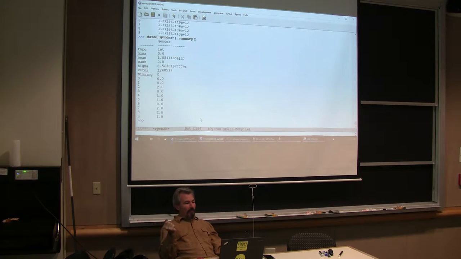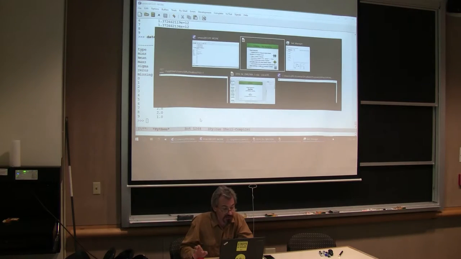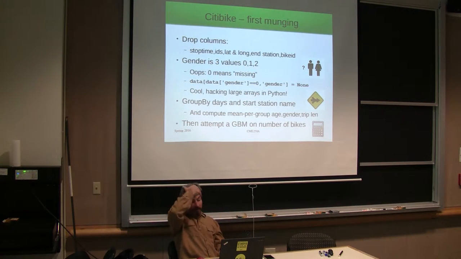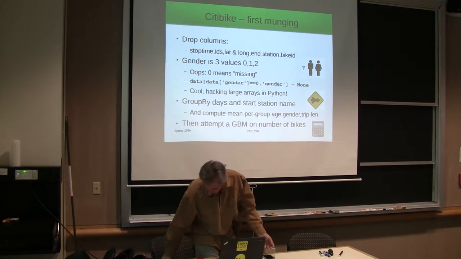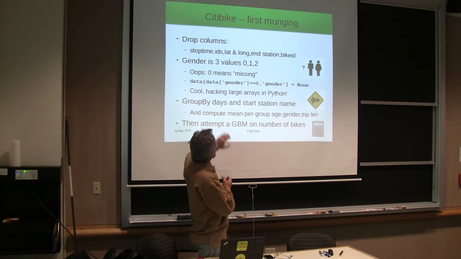Fine. So I'm going to throw the zeros out and declare them a missing value. So I don't know what that gender is. And then I'll have between 1 and 2, but I won't know whether 1 or 2 is male or female. That's just part of the game there. Okay, so I'm going to replace the zeros with none. And this is some Python hacking. And this is one of the reasons to do the data munging in either R or Python here. You can write sort of arbitrary algebraic expressions.